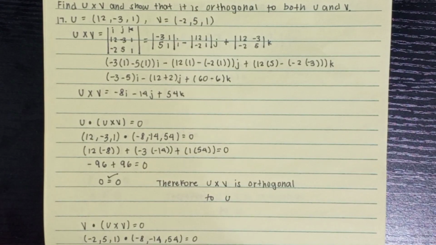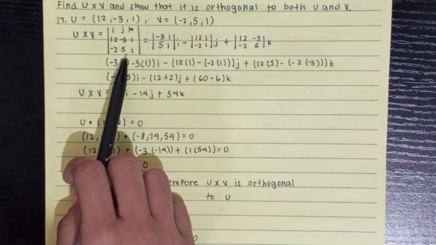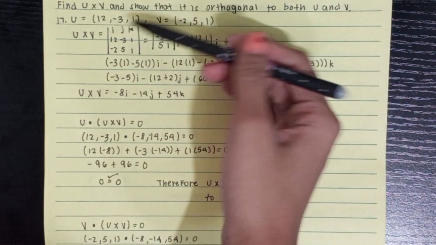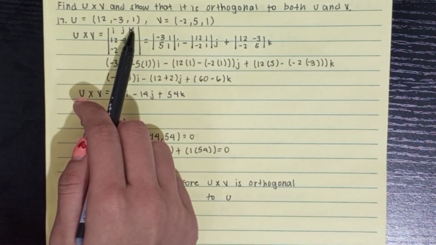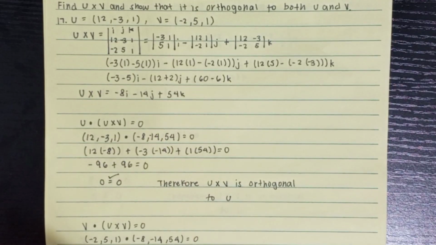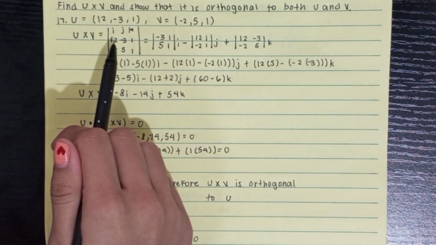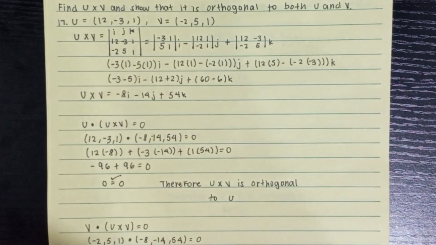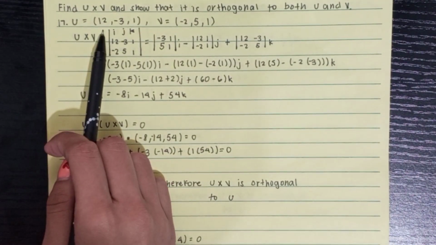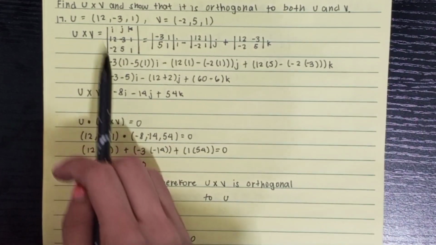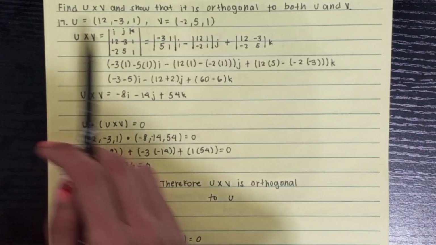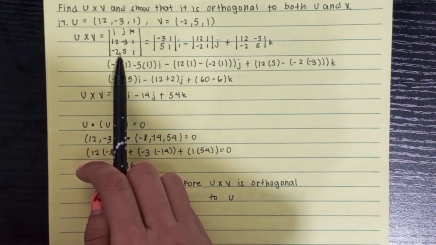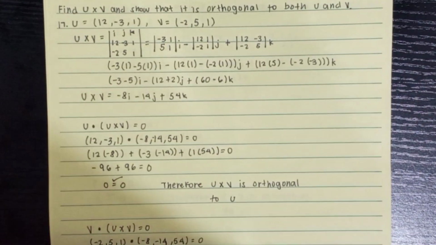So, gagawa tayo ng matrix and mag-a-assign muna tayo ng scalars. Scalars muna dahil tatlo ang component na to. And kailangan natin ng scalars. So, that is I, J, and K. And then followed by U, the component of U, which is 12, -3, 1 dahil nauna ang U. Then V, -2, 5, 1.